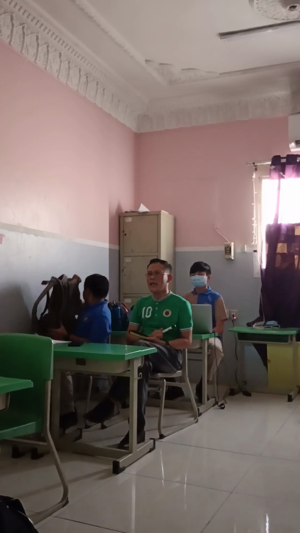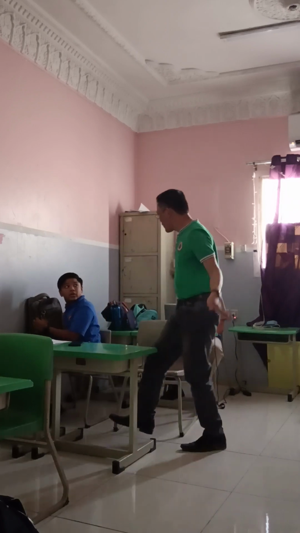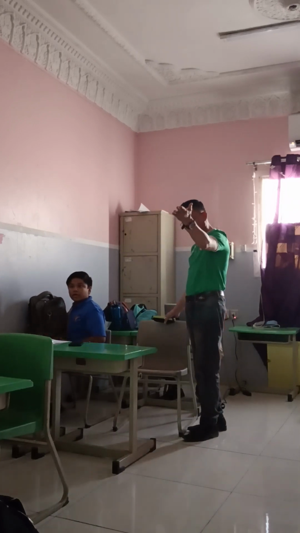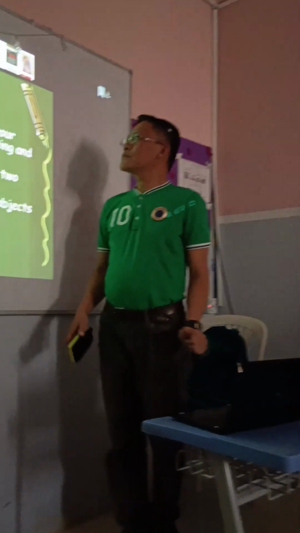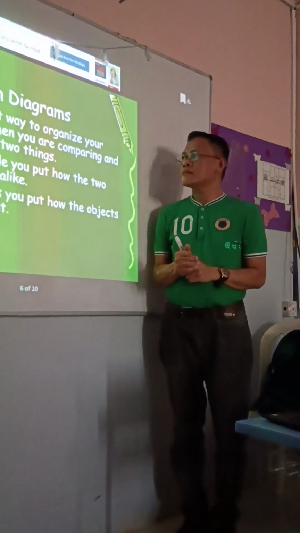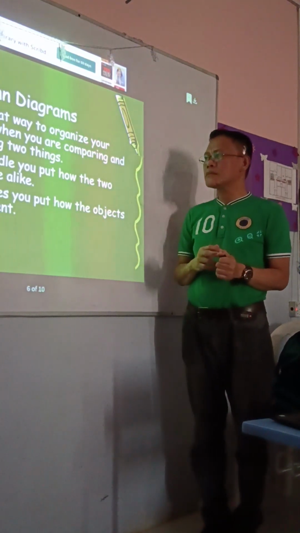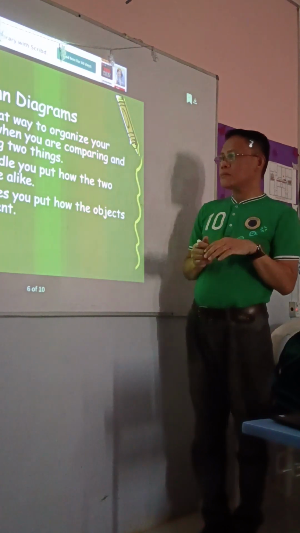See, he did not open his notebook just to tell me what is the Venn diagram. In short, he knew what the lesson was. Okay? Let me call you again. Stand up and read to us what a Venn diagram is. Venn diagrams are a great way to organize your thoughts when you're comparing and contrasting two things. In the middle, you put how the two objects are alike. On the sides, you put how the objects are different.